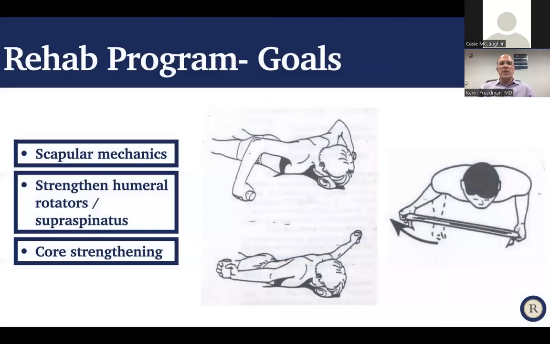The goals of rehab are to improve scapular mechanics, which really provide the base for your shoulder motion, and to strengthen these rotator cuff muscles and improve the mechanics. It can include core strengthening, because that can all improve the mechanics to make this better. I mean, we take baseball pitchers who have full thickness rotator cuff tears, and we strengthen everything around it, and we get them back on the mound, pitching 90 miles per hour or 100 miles per hour.